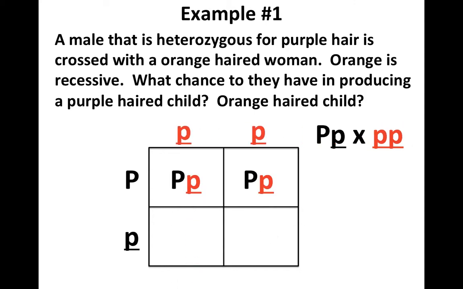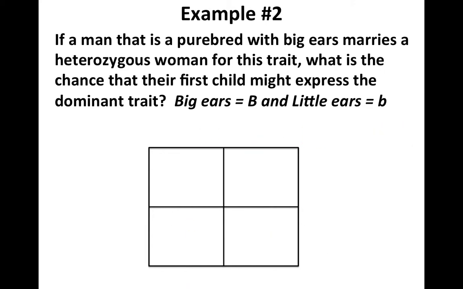Okay, so let's go over these answers. Sorry, that was the old one. All right, here's example 2. If a man that is purebred with big ears marries a heterozygous woman for this trait, okay? So purebred, hopefully we know by now, is homozygous dominant, okay? And heterozygous, hopefully we know, looks like this.